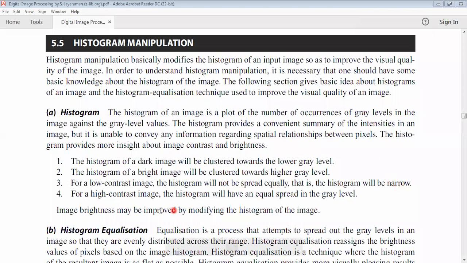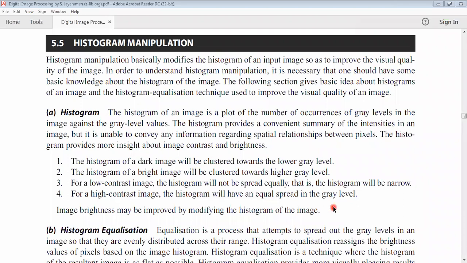So you see, for a high contrast image, the histogram will have equal spread in the gray levels. Equal spread in the gray levels means what? All gray levels are going to be present. So the histogram is also from 0 to 255. There are spikes showing the probability of occurrence. So that is the concept of histogram.